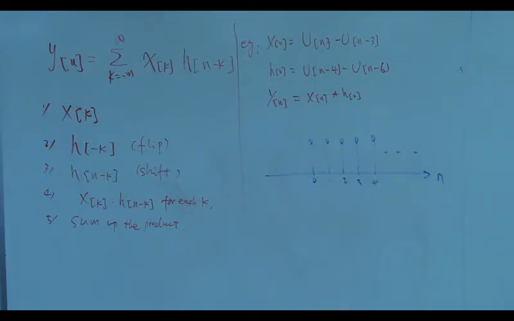Which one? This one is u[n], right? u[n-3] means you need to delay this by 3. So this one starts from here. Because this is u[n], this is u[n], minus 3. You delay this one to the right by 3. So this one here will be here. This one will be here. This one will be here.